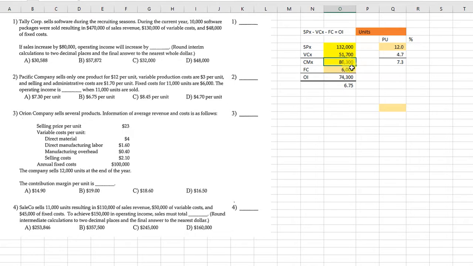So I take my 80,300 minus 6,000, so I get operating income. If I was filling in the blank, I would put 74,300 there. But then I notice there's no 74,300 in my answer. It asked me for a per unit. So I have my 74,300 divided by my 11,000 units, if I can type. And I get 6.75, so my answer is 675.